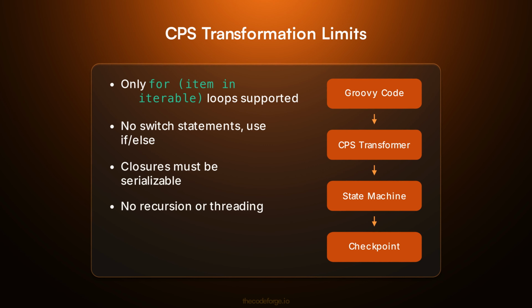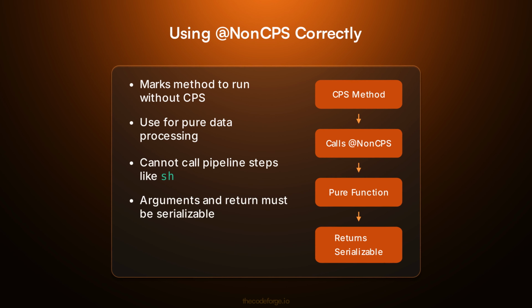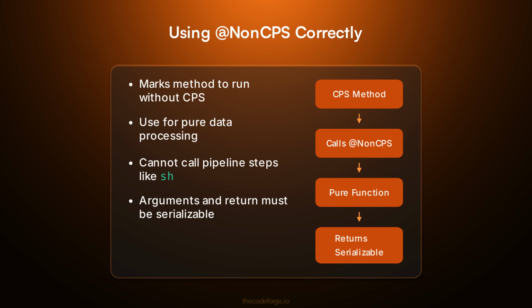CPS transformation rewrites your code into a state machine. It only supports certain loop constructs, and closures must be serializable. Avoid classic for loops and switch statements. @NonCPS tells Jenkins to run the method atomically without CPS transformation. Use it for data parsing or computation, but never call pipeline steps inside it.